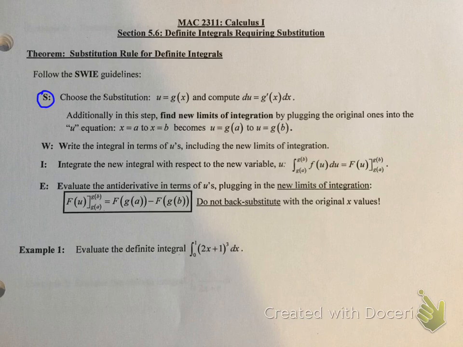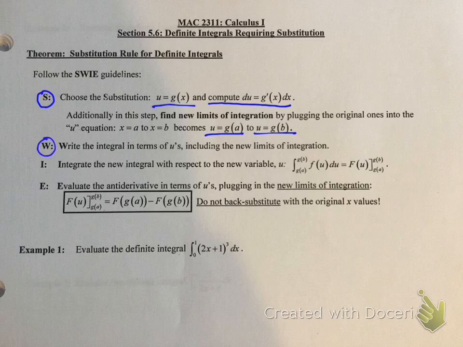And then you're going to have to compute du. So you're going to have to take the derivative of whatever you let u to be. Additionally, and this is kind of good to know, our new limits, because we have a definite integral, we have to change the upper and lower limit. So they are also in terms of u. And I'll show you how to do that in a couple minutes.